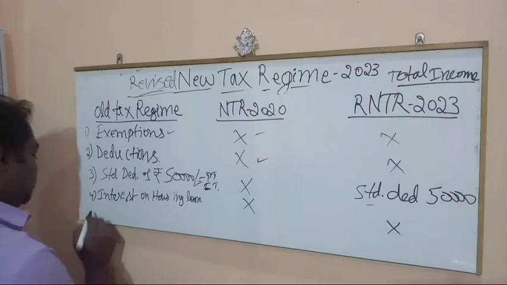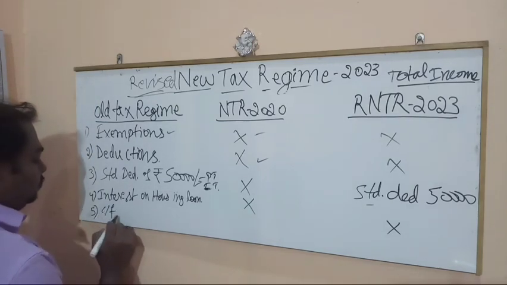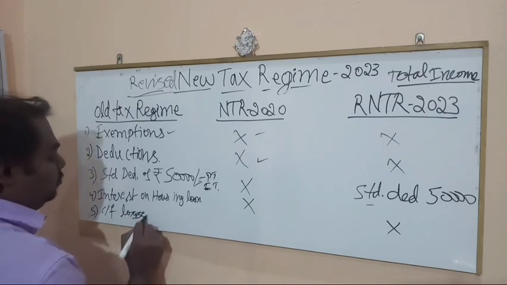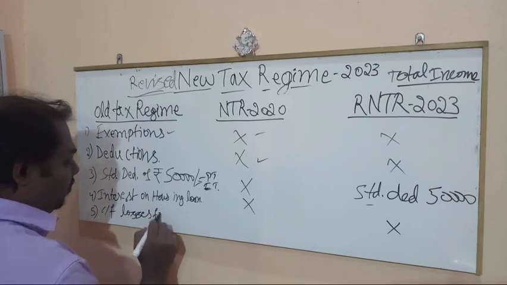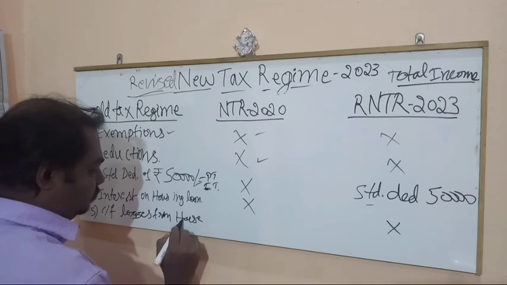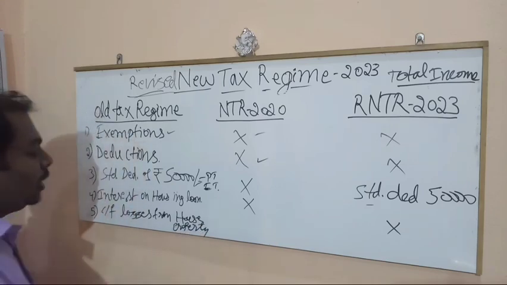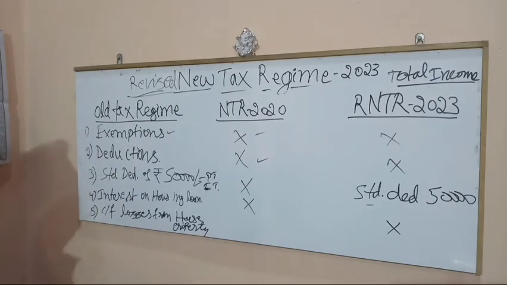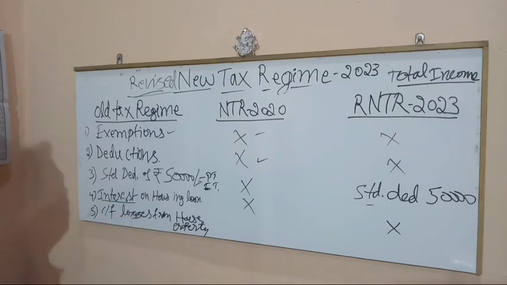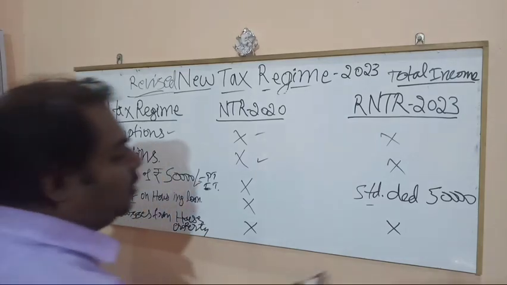And one more thing is, in the old tax regime, you were able to carry forward losses from house property income. Usually a loss from house property will be incurred because of the interest portion involved in repayment of the housing loan borrowed. The same is also not available in the new tax regime and the revised new tax regime.